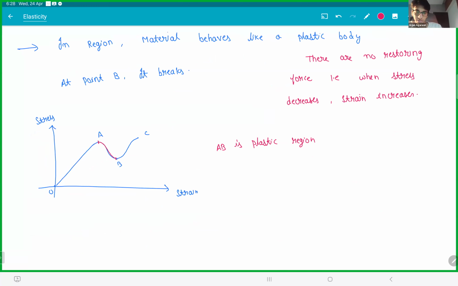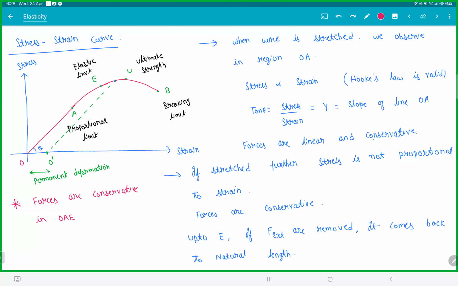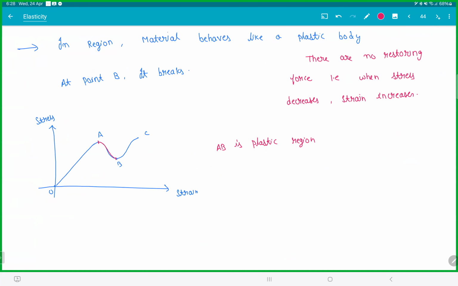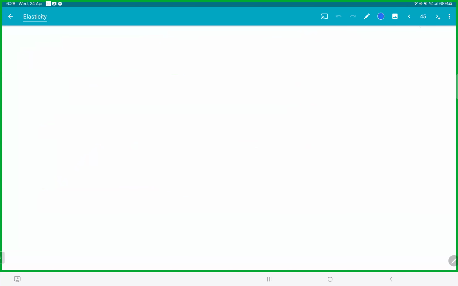Clear? That is about the longitudinal stress. Anyone has any doubts on this graph, please ask me. Quite a useful one. Luckily, it is not there in HSC. Next thing. That's about the longitudinal stress and Young's modulus. The next one is shearing stress or rigidity modulus.